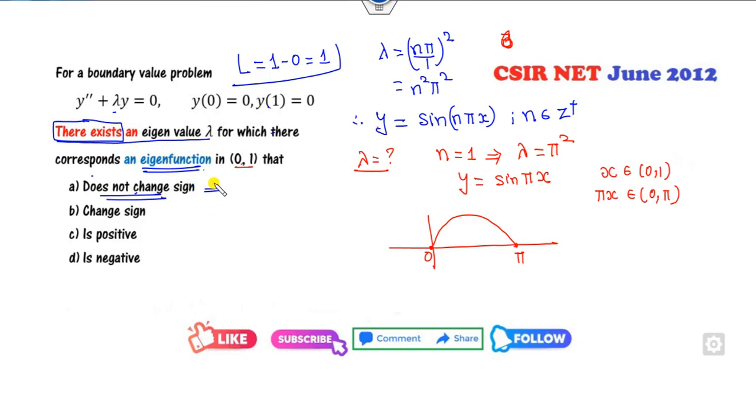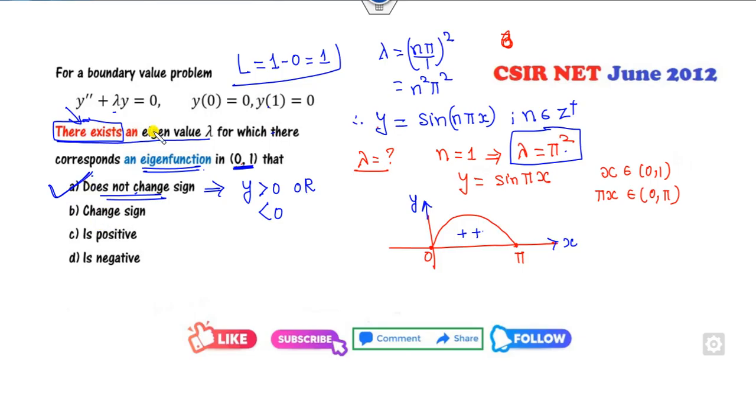What is the meaning of y does not change the sign? It means y is either always greater than 0 or always less than 0 on this domain. And you can see in this case y is always positive. Fine. This is my x, this is my y. So he said there exists. Yes, you can see there exists a lambda, that is pi squared, for which the solution is always positive. That means it does not change the sign.